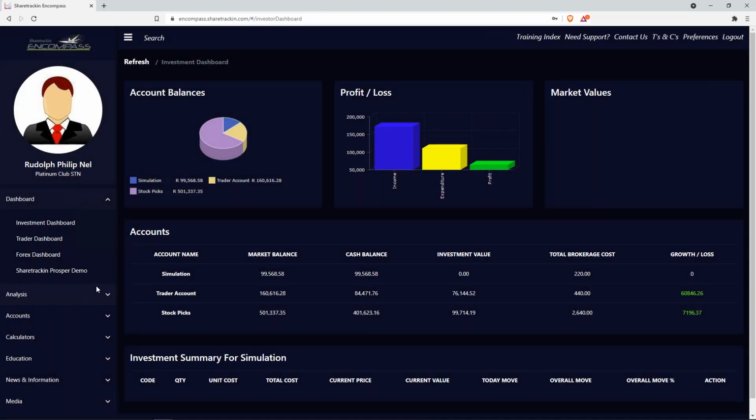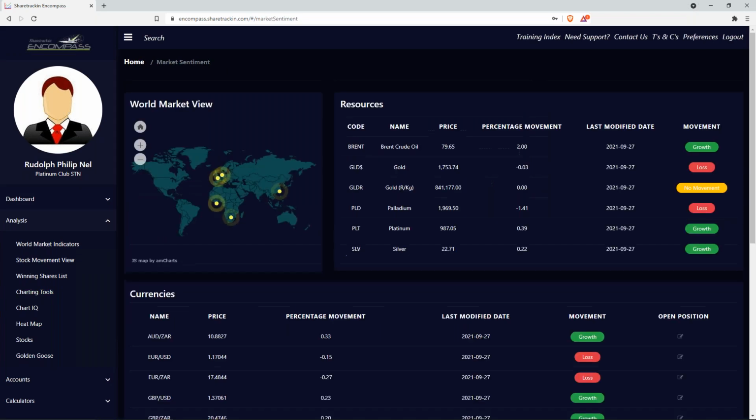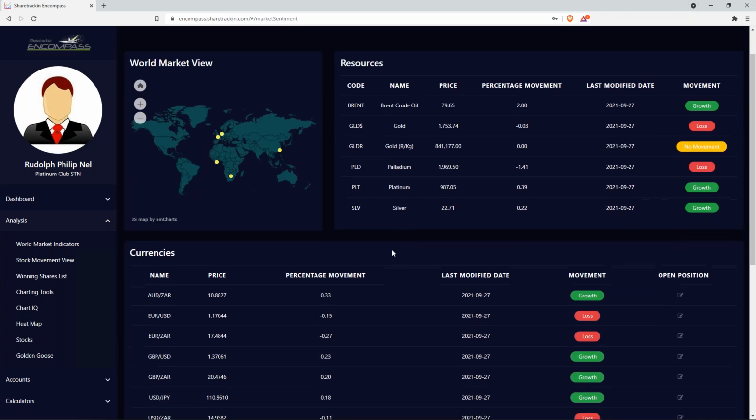Then we get our analysis. Underneath analysis, we find the world market indicators. Underneath the world market indicators, it will give you a world market view, the resources, so your commodities that you can go and look at. So, for instance, Brent crude oil with its code, the price of Brent crude oil currently in rand value, the percentage movement for the day, the date, and then if it's made a growth or a loss or no movement at all.